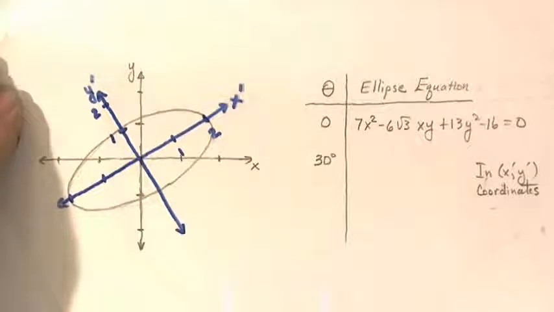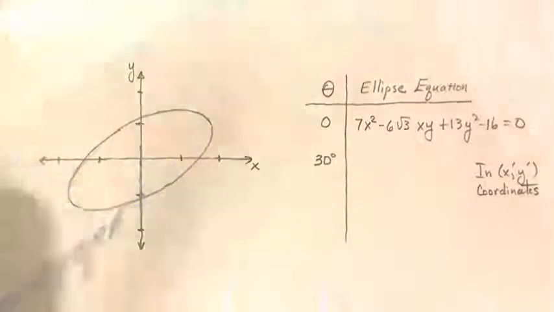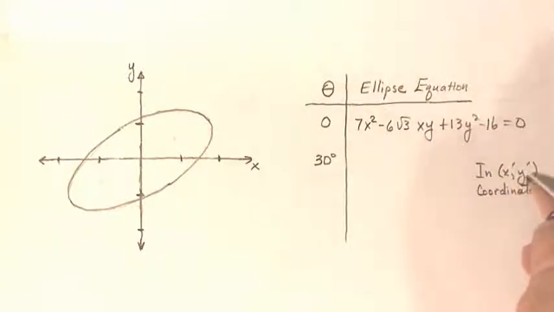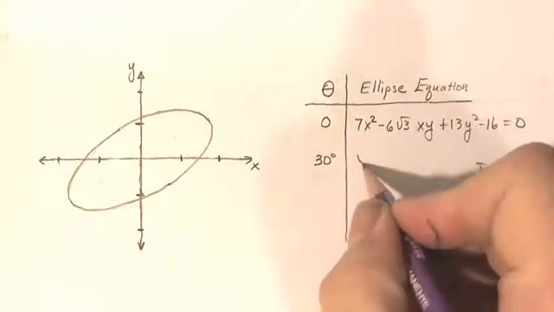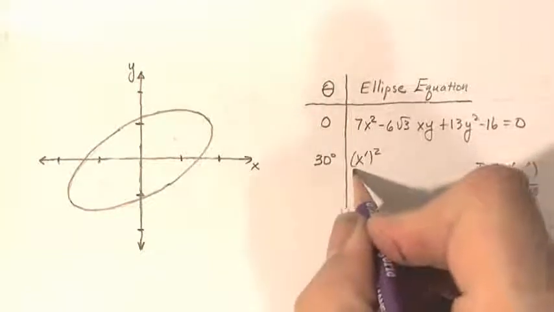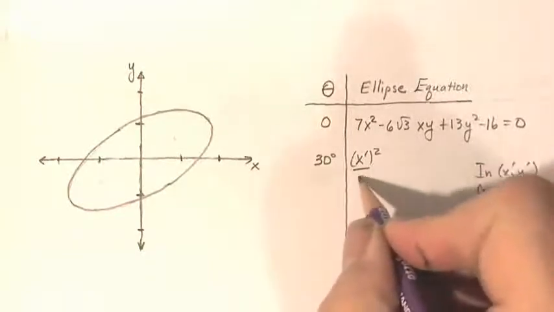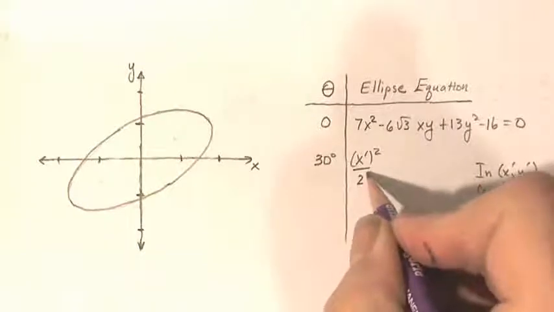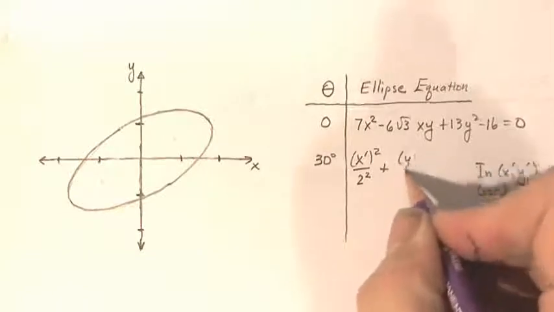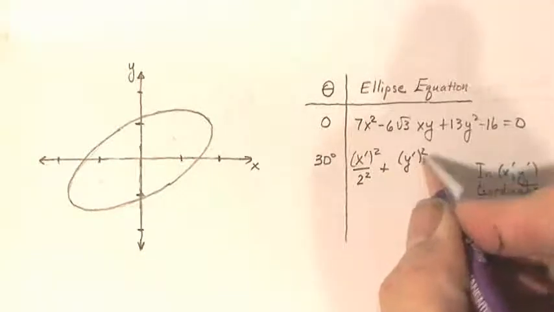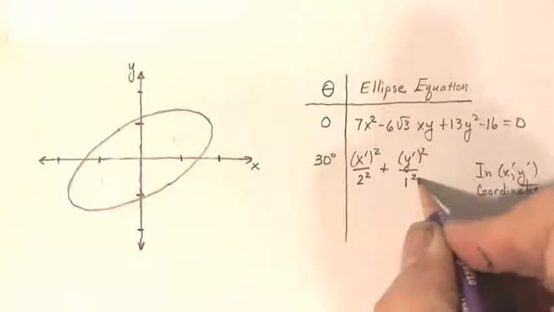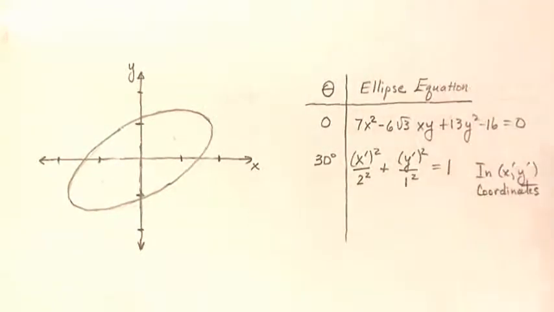The equation of this ellipse would look like this. In the x-primed, y-primed coordinate system, it's going to look like x primed squared over 2 squared plus y primed squared over 1 squared equals 1.